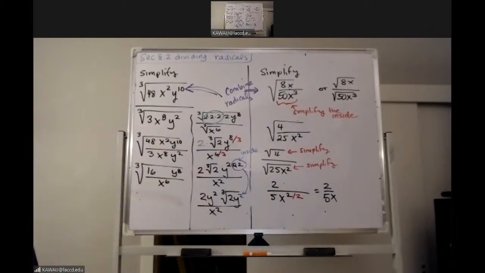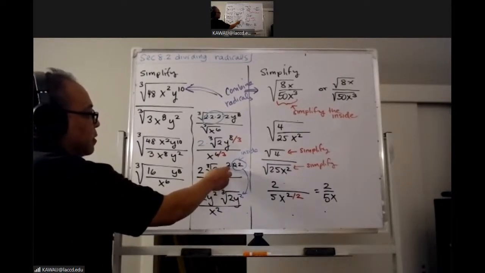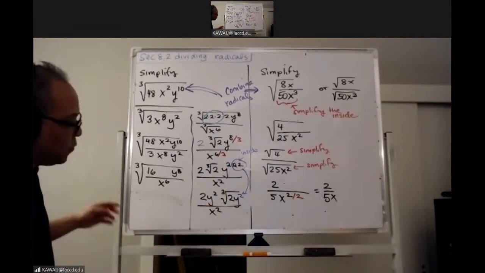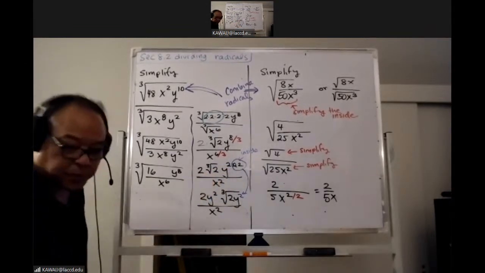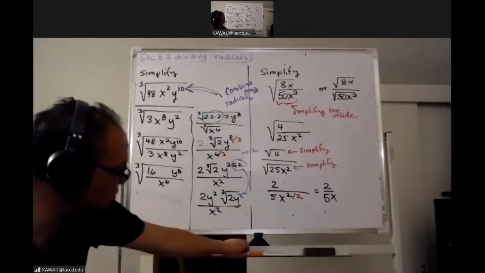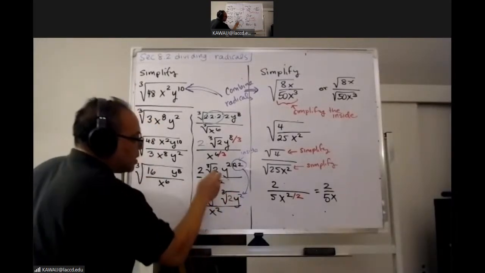Mm-hmm. And also at the end, where did you get the 2y squared from? The 2y squared. Oh, over here? Like this line here? No, at the very bottom. Oh, the 2y squared. Okay. So let me put in orange. This 2 comes from here.